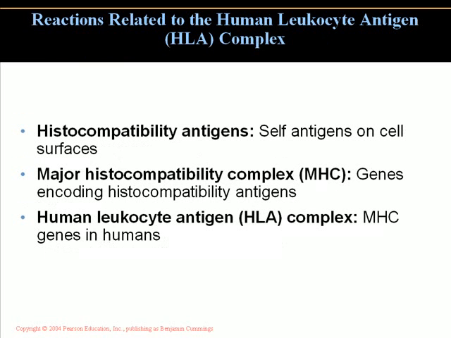Histocompatibility antigens. These are self-antigens on the cell surface. This is how we're able to determine that our own cells are self, or if cells are foreign. Major histocompatibility complexes are MHC. These are genes encoding for histocompatibility antigens. In human leukocyte antigens, or HLA complex, these are major histocompatibility genes in humans.